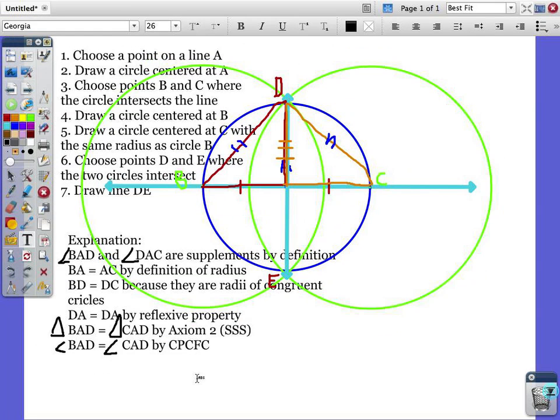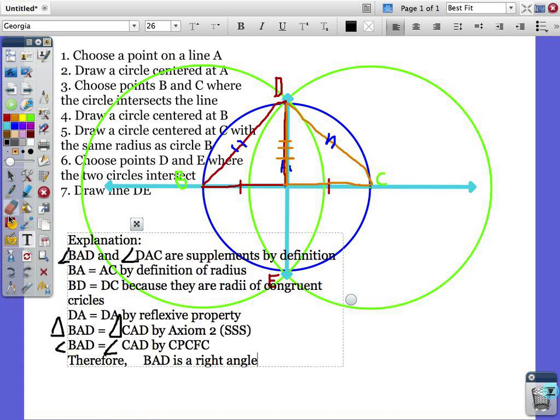All right. Now, are BAD and CAD supplements? Are angle BAD and angle CAD supplementary angles? Yes, we said that in the first line. So since they're congruent and they're supplements, what can we say about those two angles? We already said they're congruent. Okay, so we got this down. What can we say since they are congruent? They are a right angle. Right. Therefore, angle BAD is a right angle.